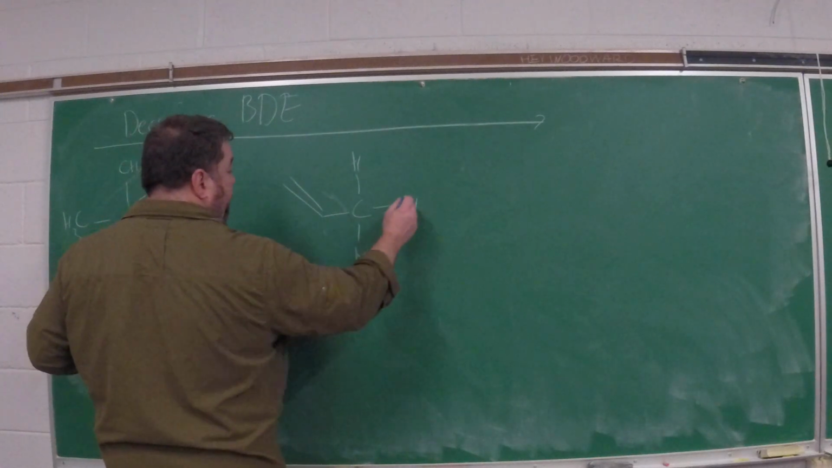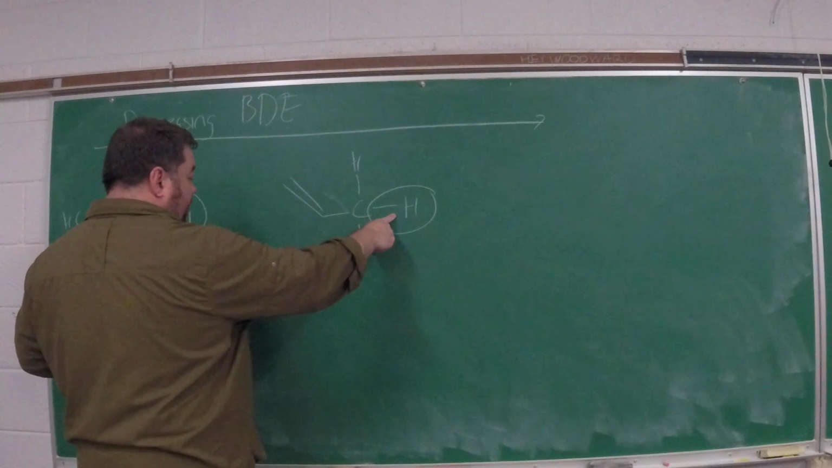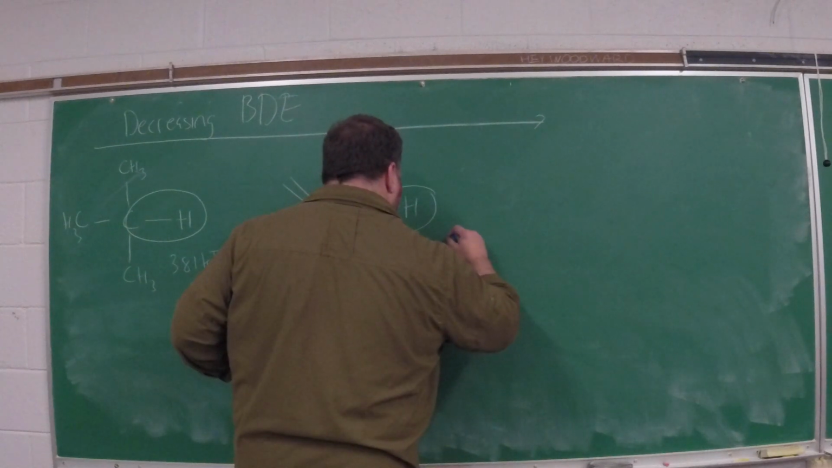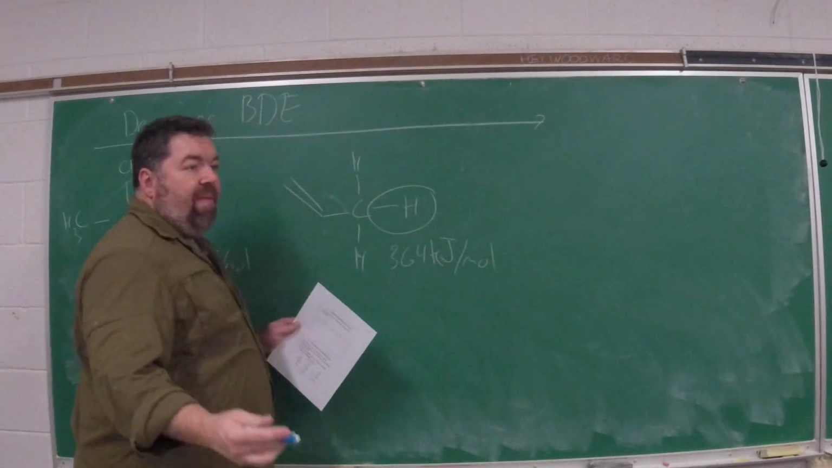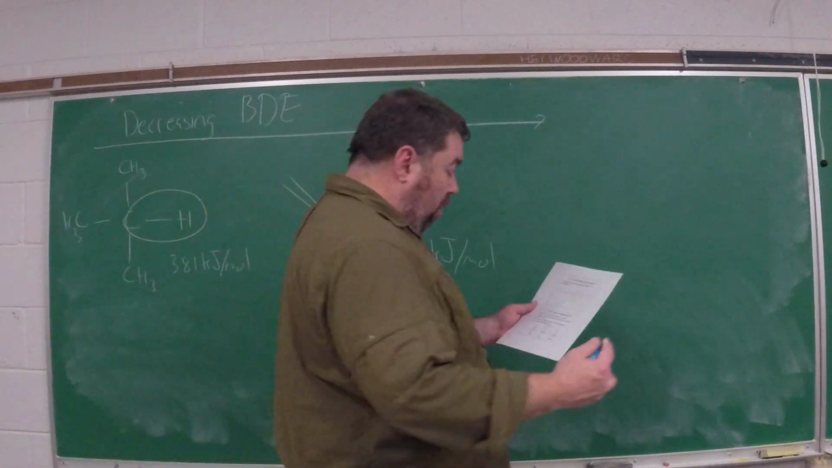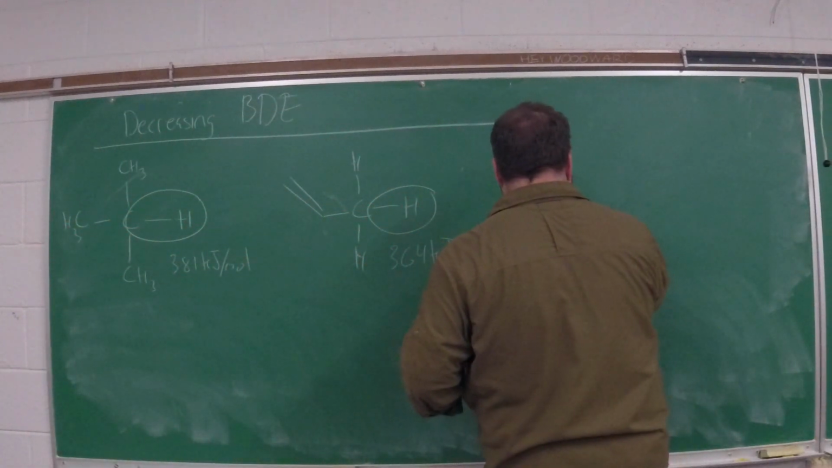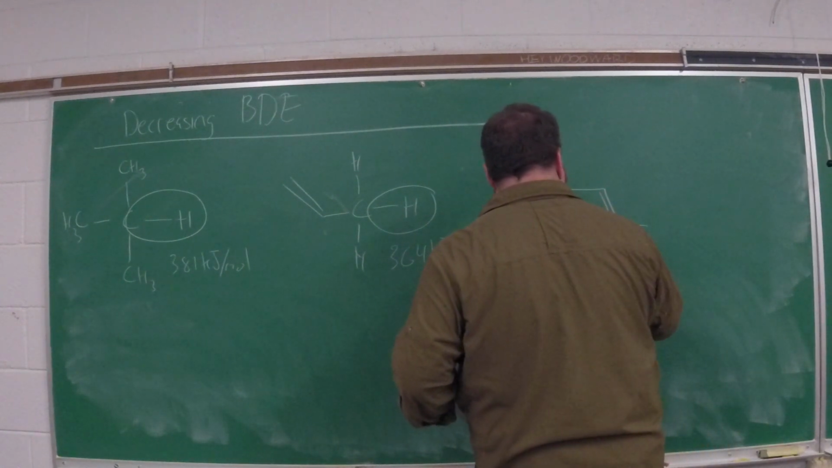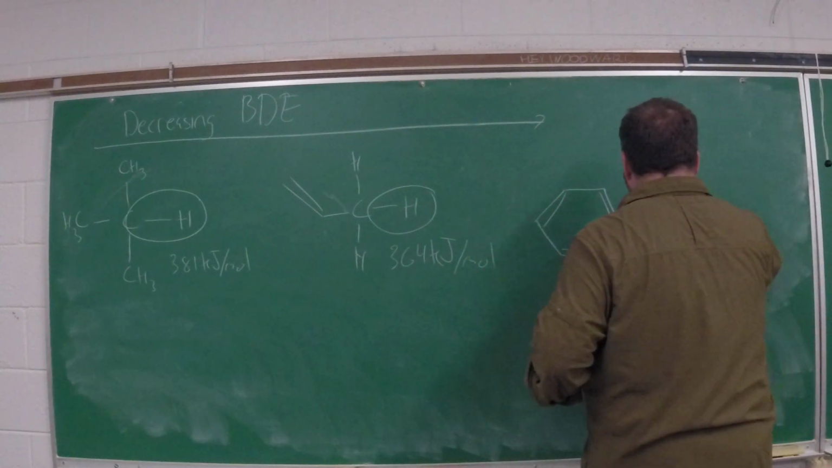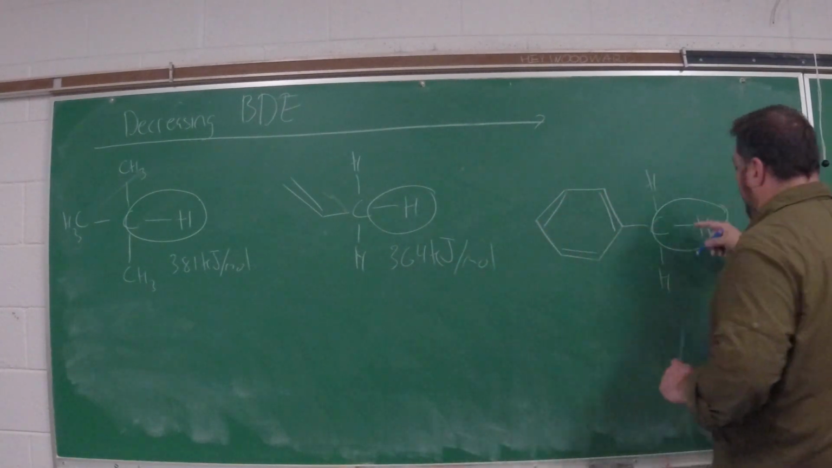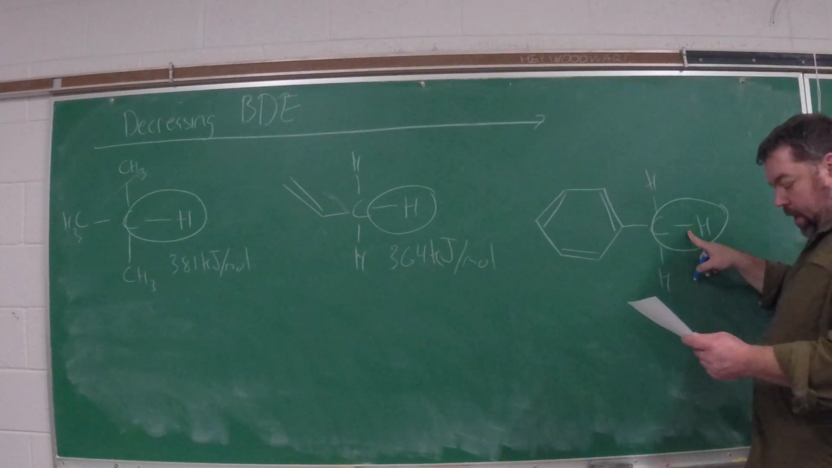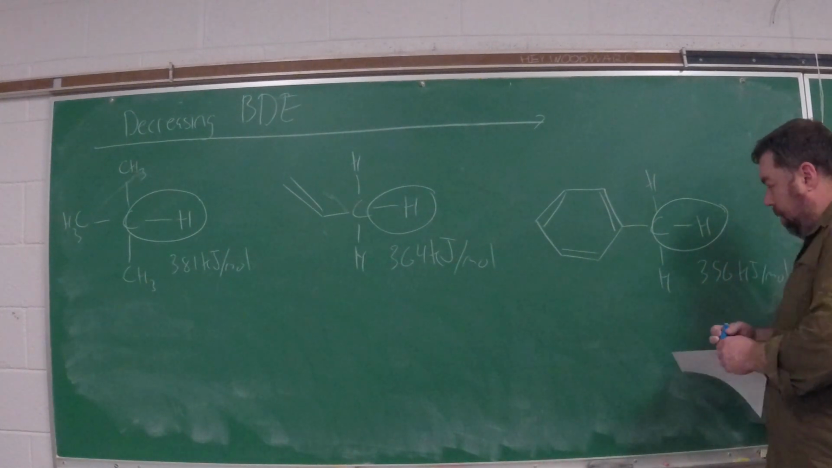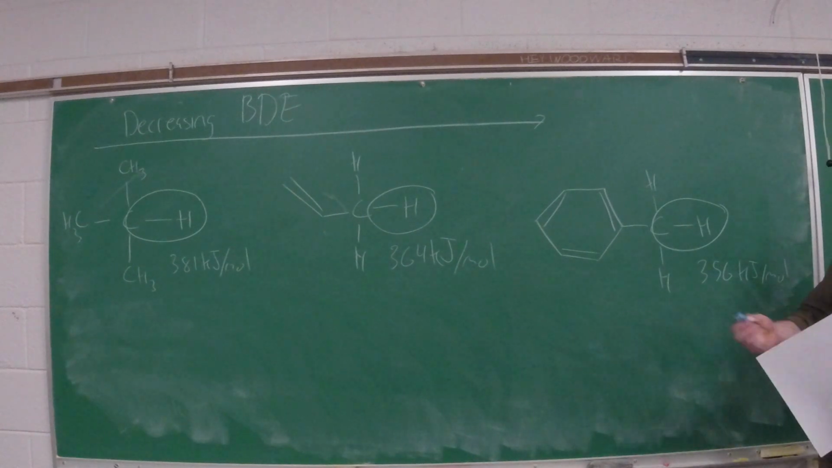Right, so that's an allylic position. We're going to break that. The bond dissociation energy should be lower, and it is. Here it is 364 kilojoules per mole. And then let's take a look at a benzylic radical. It should be lower yet, which it is, 356. Again, to make our free radical here, this is only 356 kilojoules per mole. All right? So again, meaning it's more stable.